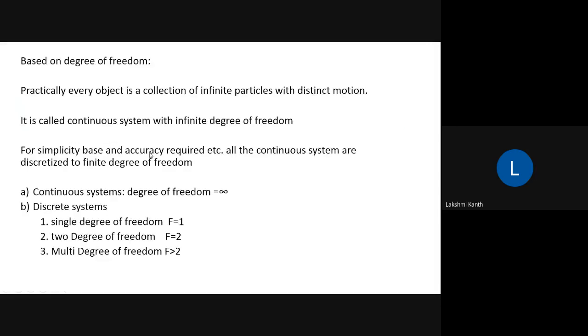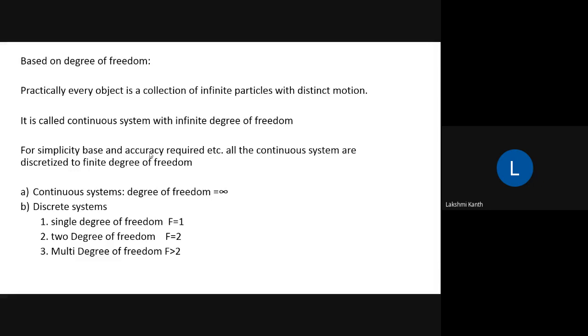Right, and coming to classification based on the degree of freedom. This is one important concept. Every time, in our academic exams and in our career also, this degree of freedom concept will try to fight with us, right? Every time.